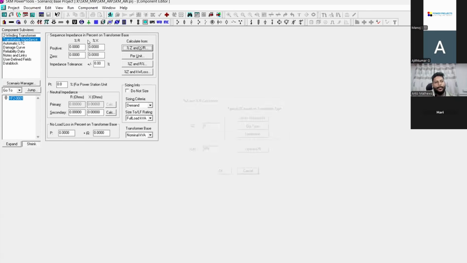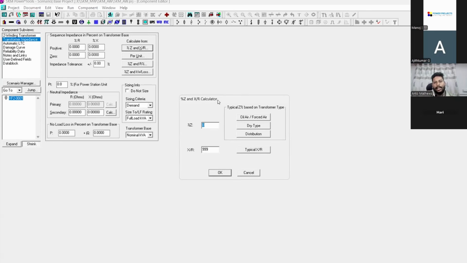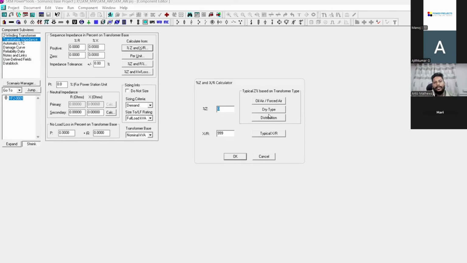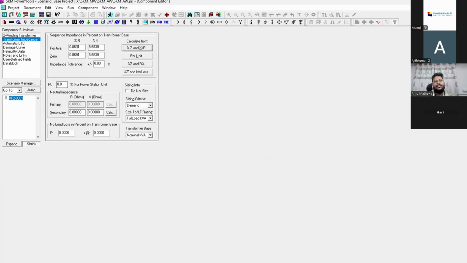So I can go to the impedance page, transformer. What is the transformer I'm going to use, a dry type or oil type? It will give me a typical value of the impedance of the transformer. I'm just going to get a typical value of impedance and X/R ratio of the transformer. With respect to that value, the R percentage and X percentage will automatically be reflected. So for the transformer also, I'm not using any impedance.